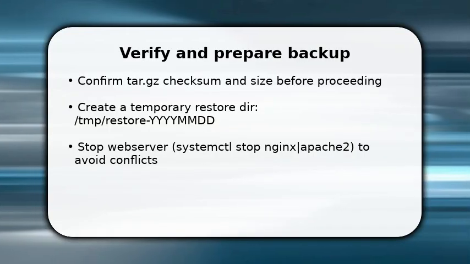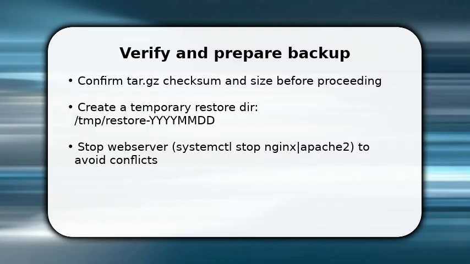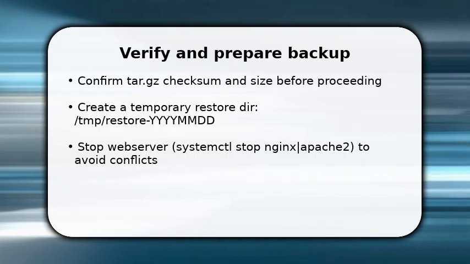You begin by verifying the tar.gz integrity and preparing a safe working area. Check the checksum and size so you know the archive is complete. Create a temporary restore directory and set secure permissions so files don't leak. Once done, stop the web server to prevent file locks and inconsistent reads while you extract.